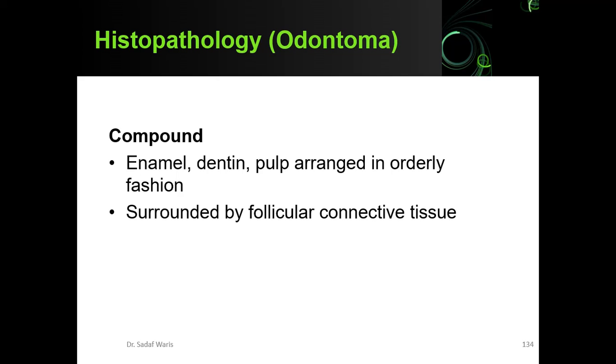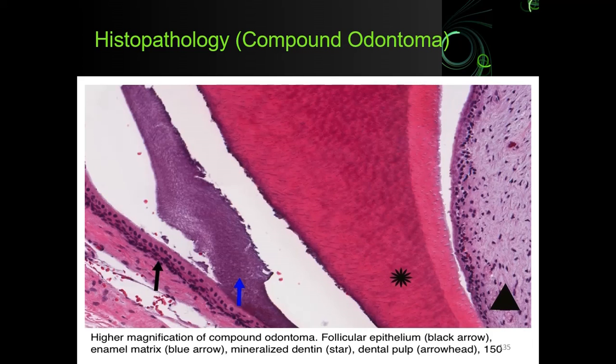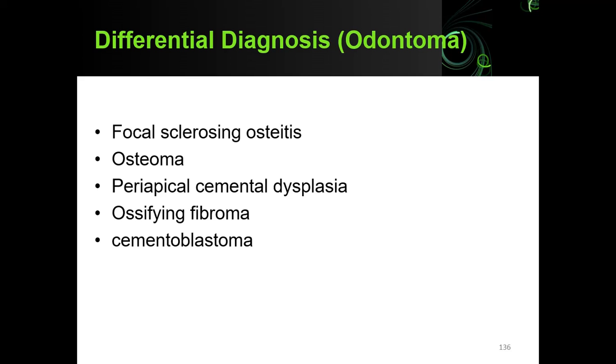On histopathology, compound odontoma presents as enamel, dentine, and pulp. They all are arranged in an orderly fashion where they are surrounded by a follicular connective tissue. So this is a picture of the compound odontoma. On a higher magnification, you may find a black arrow which points towards the follicular epithelium. Just adjacent to this black arrow, you may find a blue arrow which is pointing towards the developing enamel matrix. The black star shows mineralized dentine, and just underneath this mineralized dentine, there is an arrowhead that shows the dental pulp.